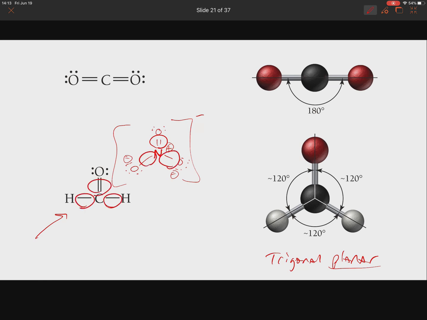Single bond, double bond. Those groups would spread out from each other. Now, the double bonds aren't exactly the same in terms of their repulsion power as the single bonds, and I'll tell you about that in a minute. But in general, we say these three groups would spread out in that plane, in that flat sort of surface, to be 120 degrees away from each other.